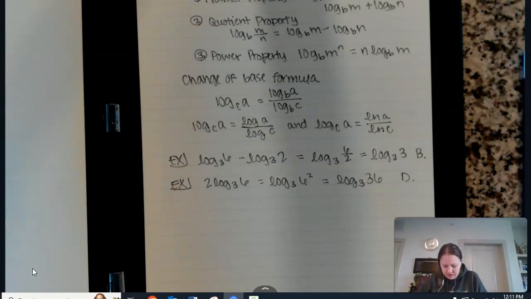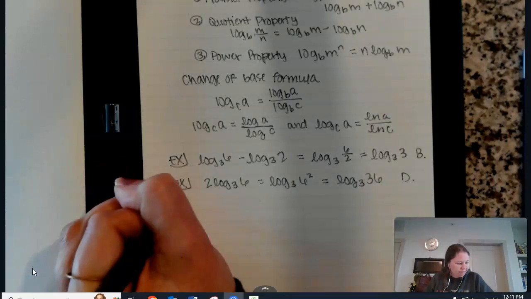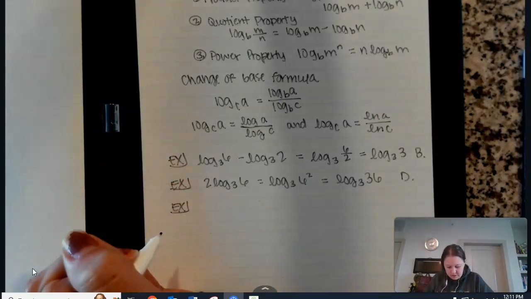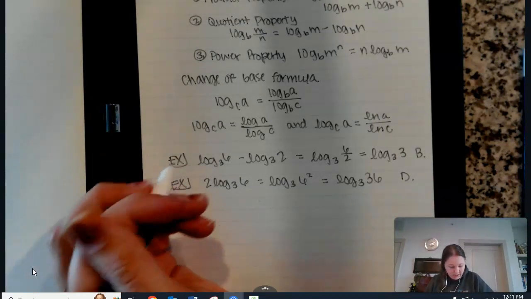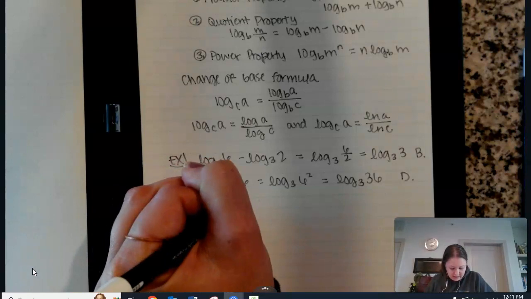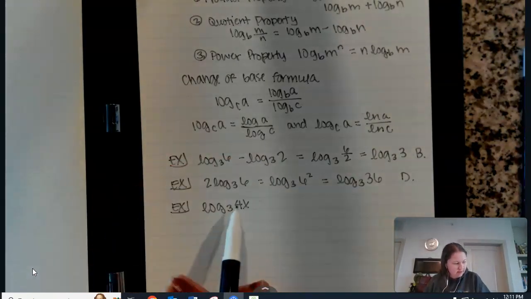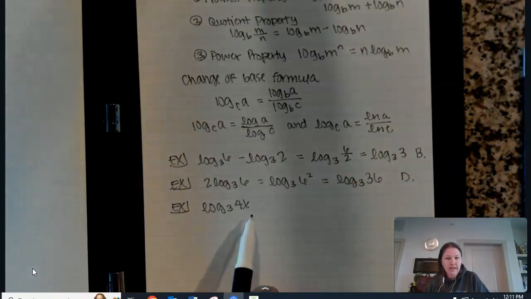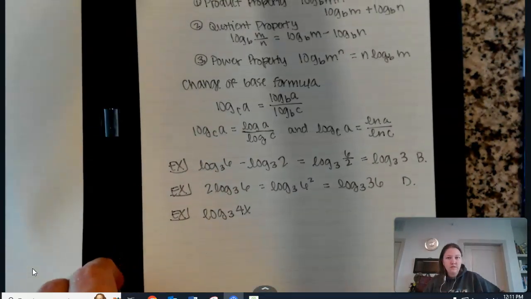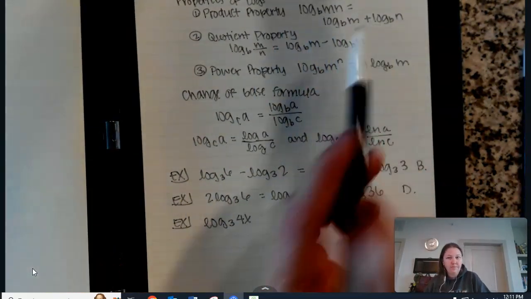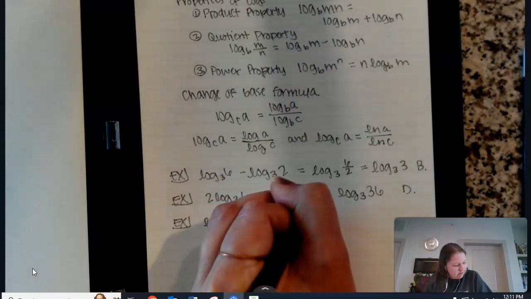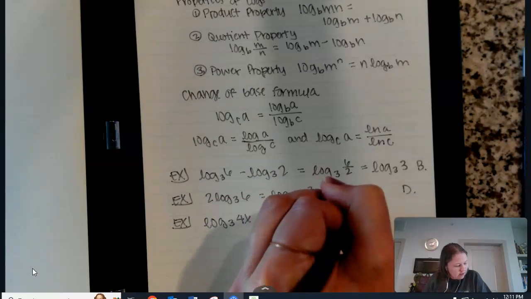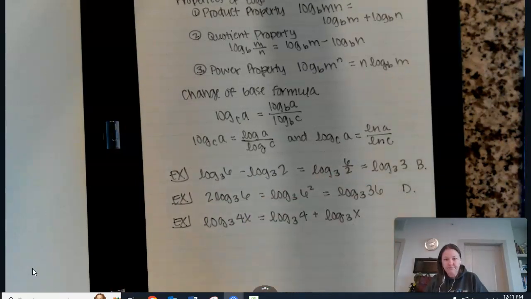Okay, then 13 through 20 says to expand your log. So let's do 13. So 13 says log 3 of 4x. So the 4 and the x are being multiplied together, so we need to use our product property up here. So to expand that, I'm going to say it's log base 3 of 4 plus log base 3 of x. And that's it.